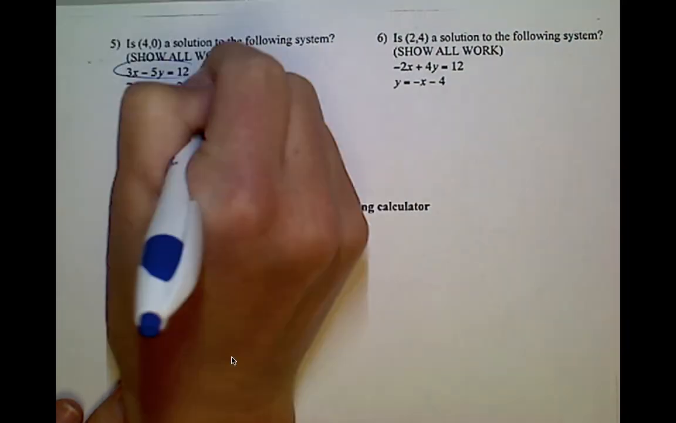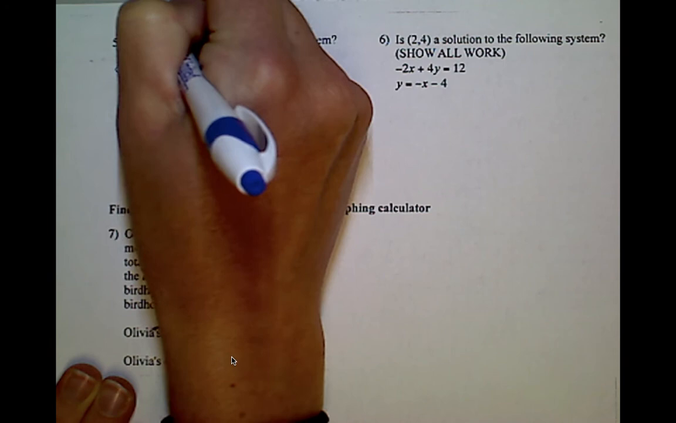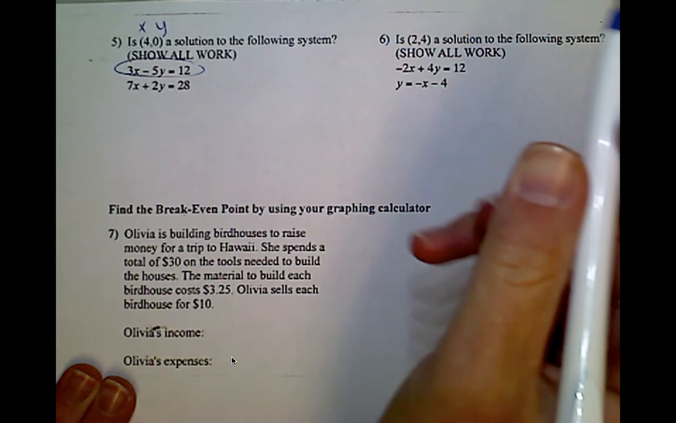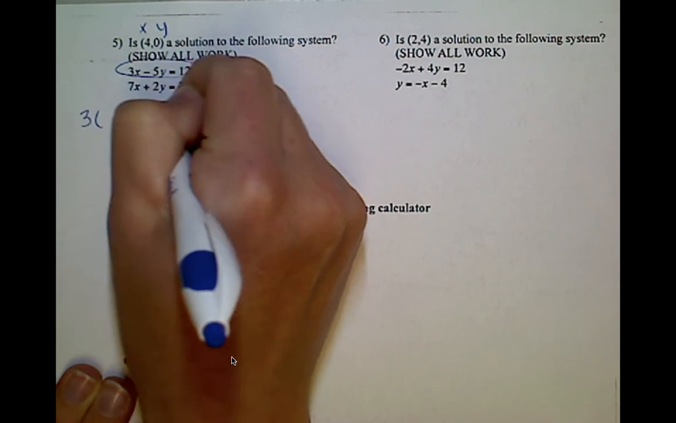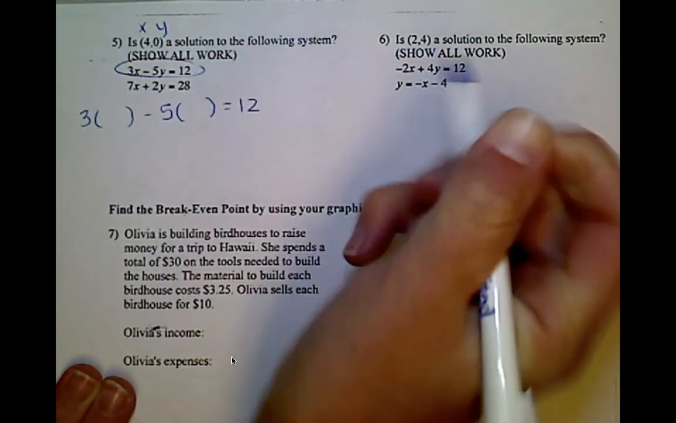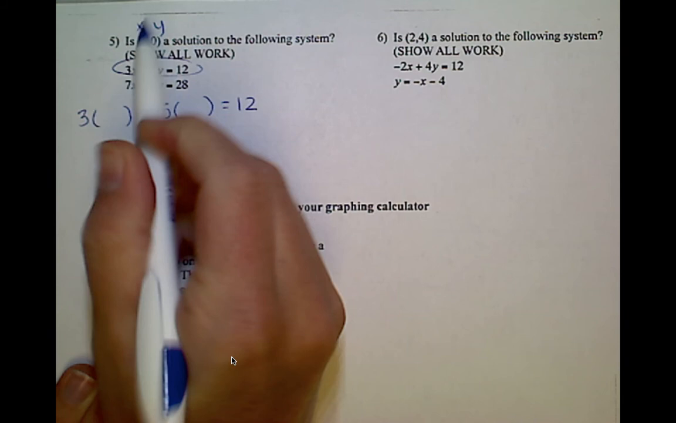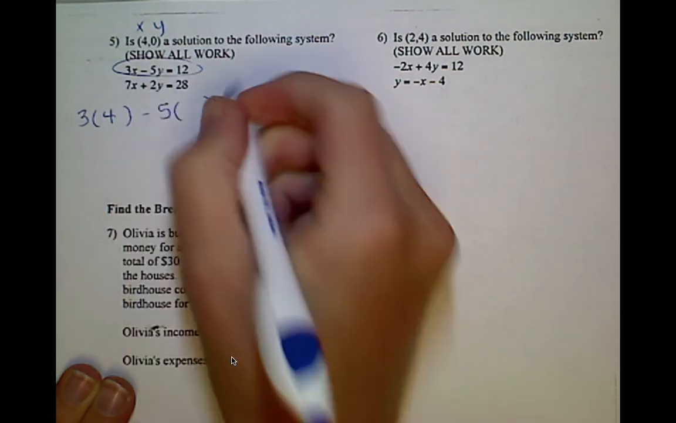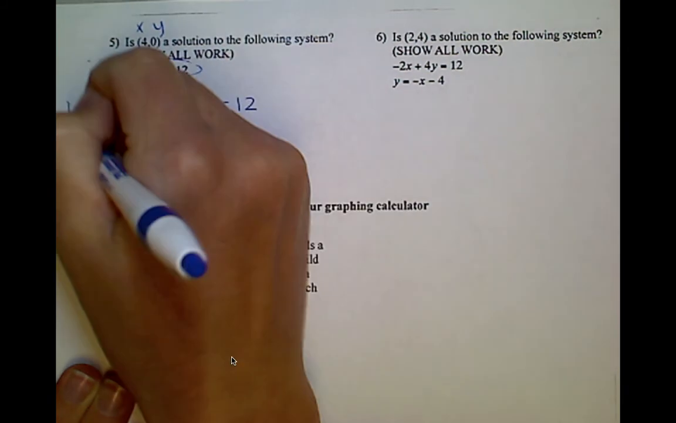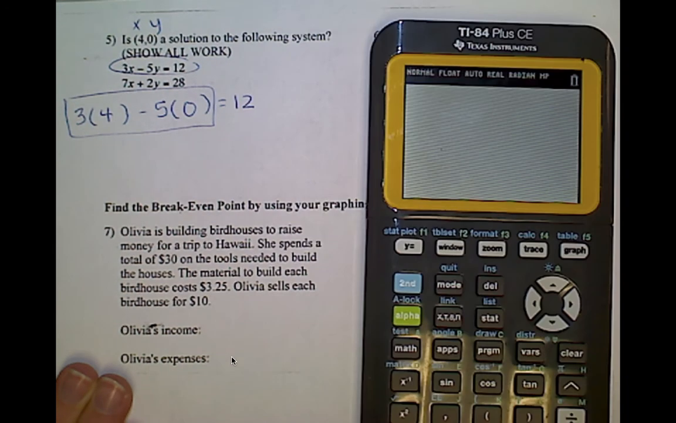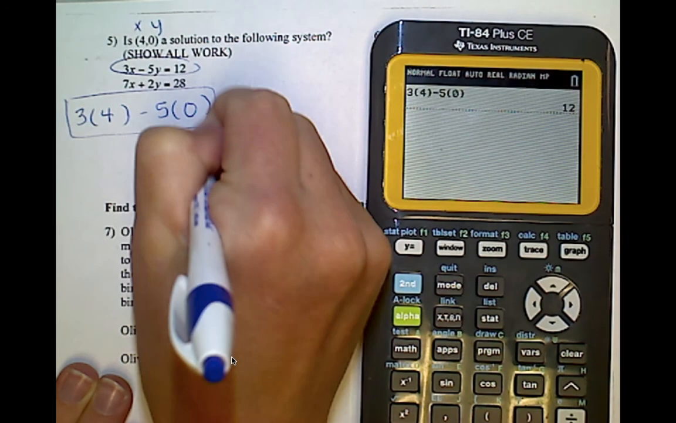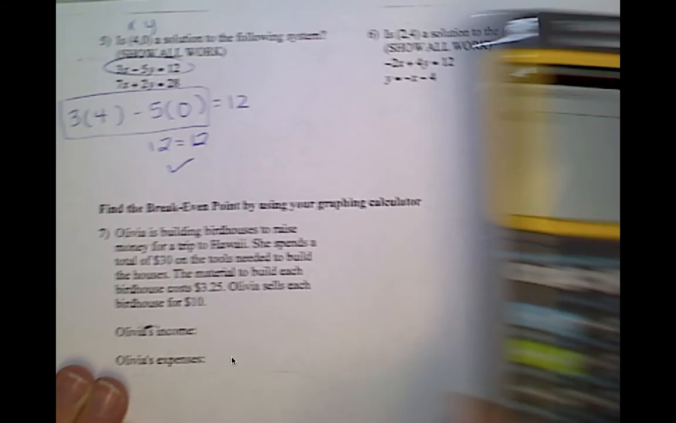So we're going to do the blue one first. 4 is x, 0 is y, because x comes before y. So I'm going to replace this x with something, and I'm going to replace this y with something. The x gets replaced with a 4, and the y gets replaced with a 0. These are all numbers. I'm going to type that in my calculator exactly how I see it. 3 times 4 minus 5 times 0 leaves me with 12. 12 equals 12. That checks out great.